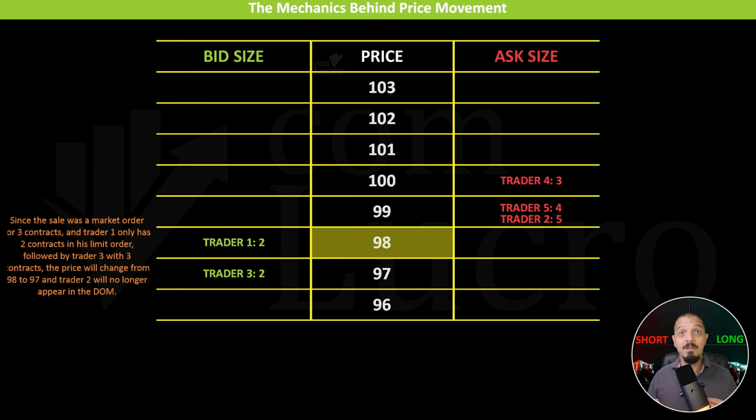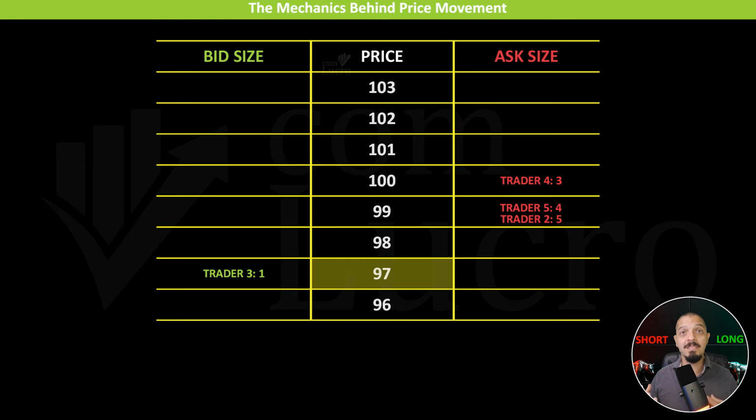An aggressive seller comes in and sends a sell market order to sell 3 contracts. However, at 98, there are only 2 buy limits, so this barrier isn't strong enough to satisfy the aggressive seller. So, what happens? 2 sell market orders match with 2 buy limits at 98, clearing all the buy limits at this price. With no buy limits left at 98, the market must move lower to find more buy limit orders. So it moves from 98 to 97.